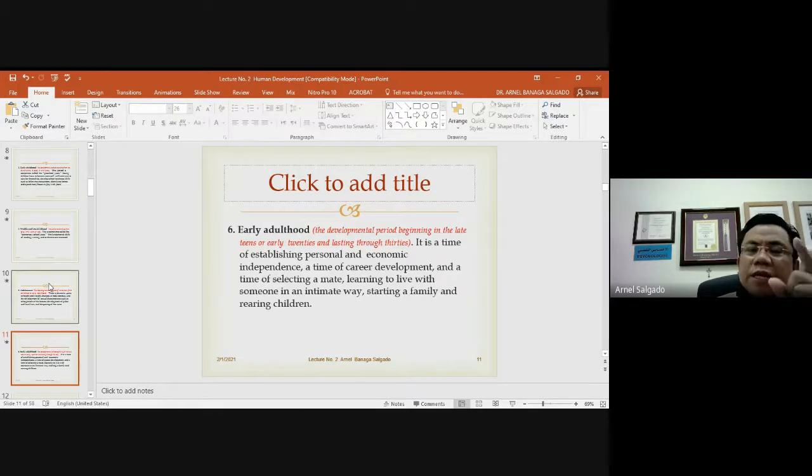That's the reason why you are trying to become a dentist, just because of that, no? There is a time for your career development. You choose which profession you would like to engage with. And there is a time for selecting your mate, your husband, your wife, or maybe your lasting friends. And then maybe others would start a family and start to raise children. This is during this time, early adulthood, up to 30s.